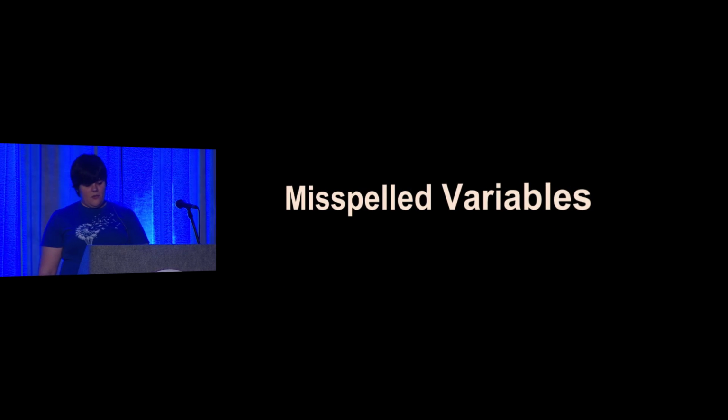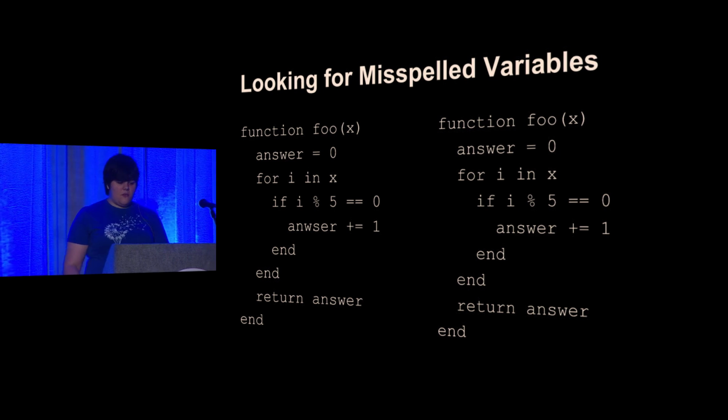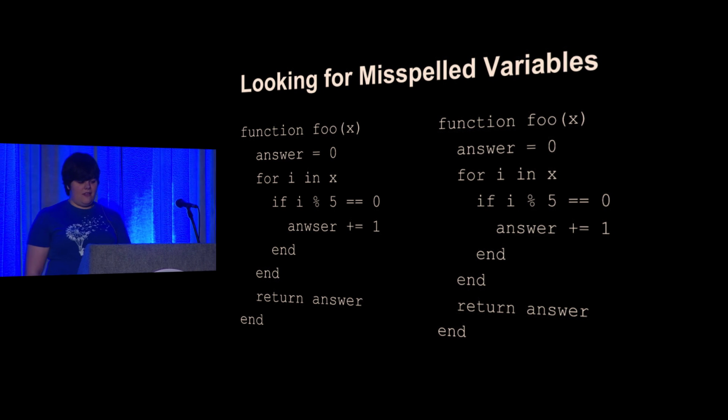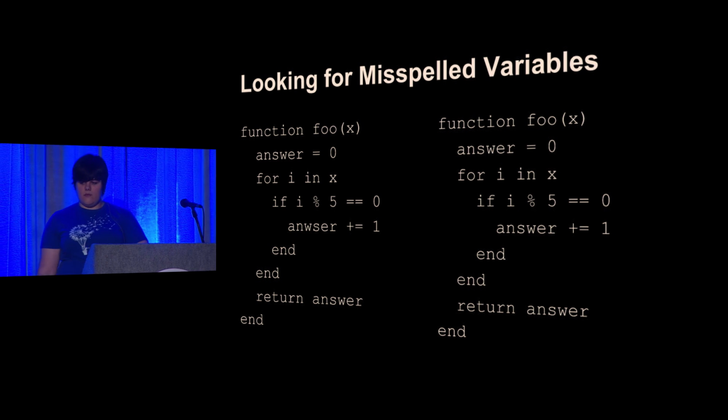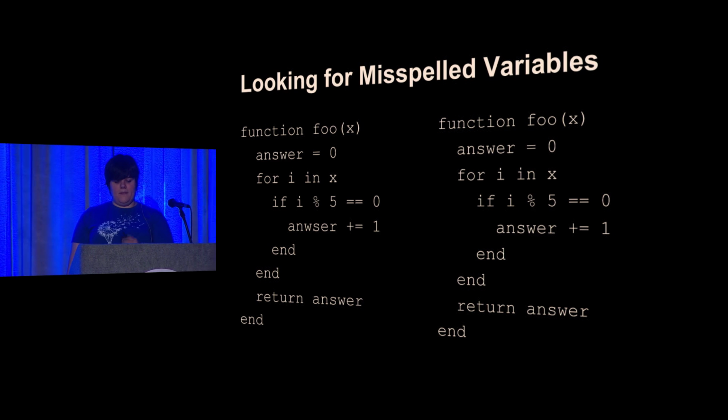So the last one, misspelled variables. These are two functions, and one of them has a problem. This is only 11 lines of code, but already you have to look through all of it to decide what the problem is. This one actually isn't terrible because it will throw an error when you run the code, because you're reading the value of a variable without having defined it. But it's a little hard to spot.